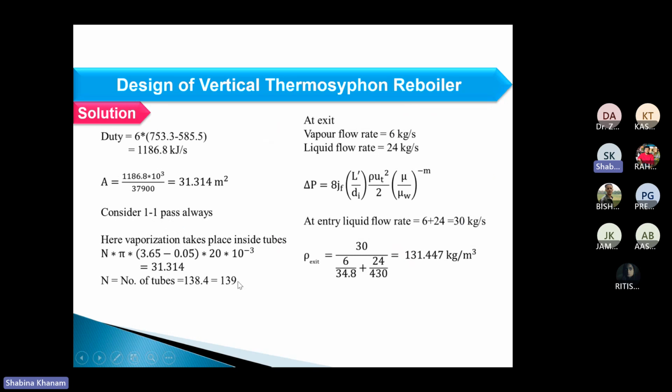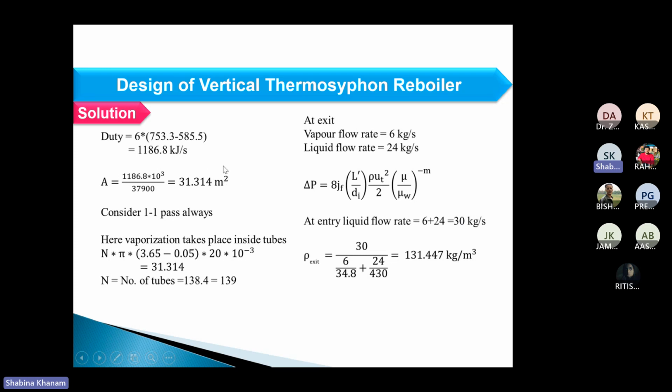Which should be increased so that the total mass, that is 30 kg per second, will be allocated to more number of tubes. So less velocity we will observe. In that case, you need to increase the number of tubes. And how will we increase the number of tubes? By increasing the area, because dimensions are fixed. By increasing the area, we can increase this.